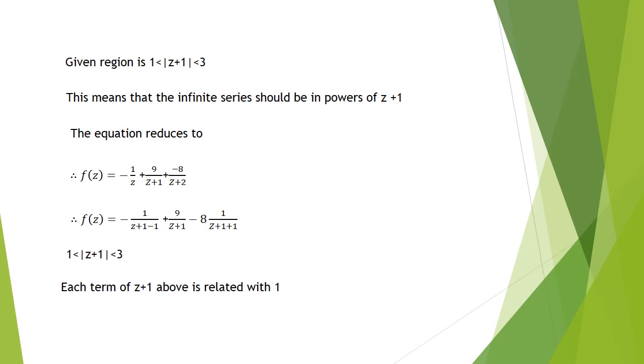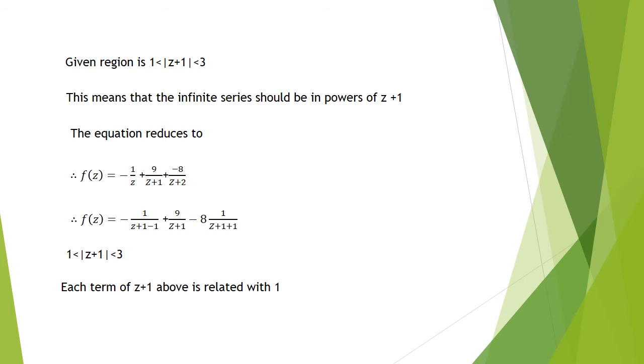Now the given equation, for which we have already found the partial fractions: -1 by z plus 9 by z+1 minus 8 by z+2. Now what we have to do is, because it should contain the powers of z+1, we will write every term in the denominator as z+1. So this z we are writing as (z+1)-1, and that z+1 is already there, so we should not touch it. If we touch it, it will be converted to z or z+2. So we should not touch 9 by z+1. Next we have minus 8 by z+2, so we can write it as (z+1)+1. Now every term in the denominator is converted in terms of z+1.